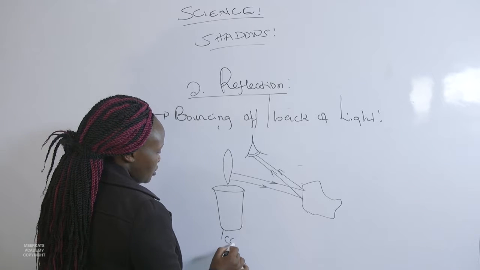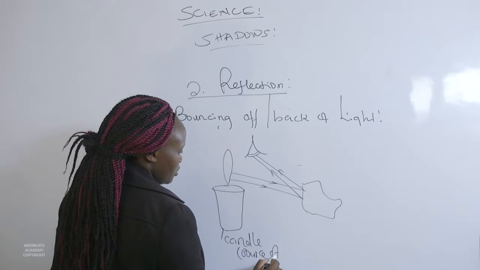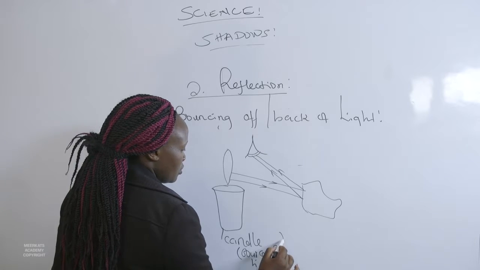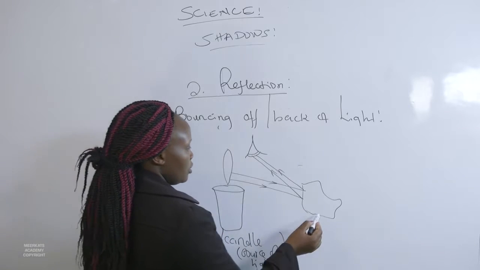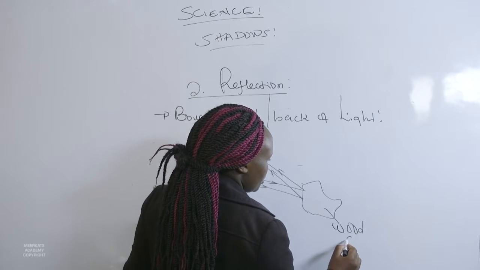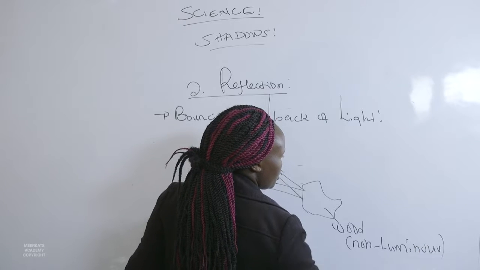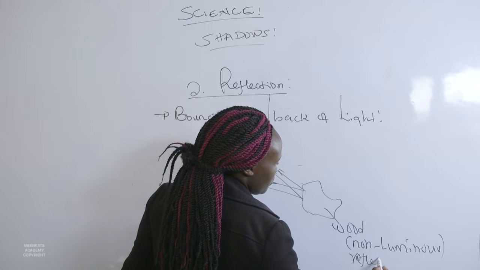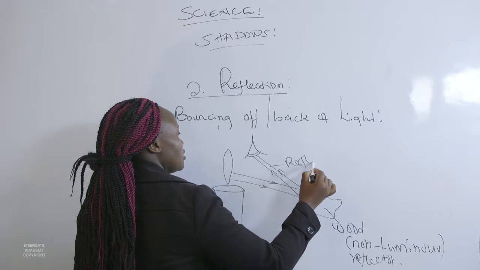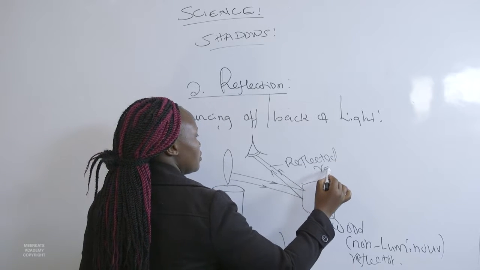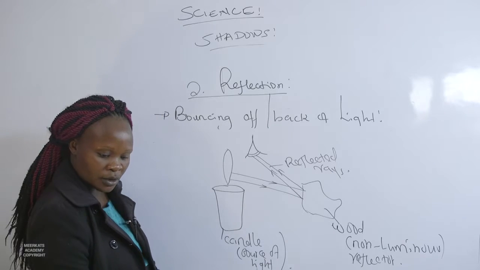So this one is a candle, which in our case is the source of light, which is luminous, produces some light into the wood, which is non-luminous, and in this case it acts as our reflector. Then you will have reflected rays into your eye, and that way you can be able to observe that.